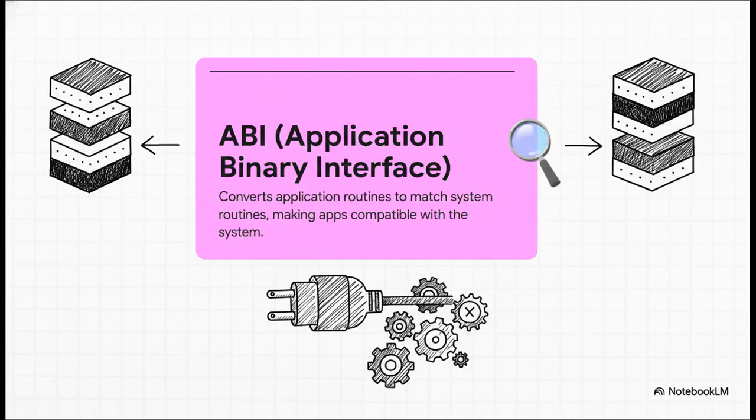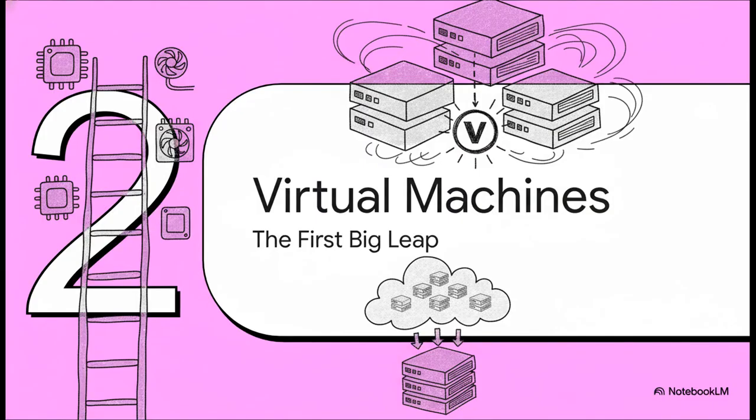And the glue that holds all this together? That's the ABI, or the Application Binary Interface. Think of it like a universal travel adapter. It's the critical translator that makes sure the language the application is speaking matches the language the operating system is speaking, so that everything just plugs together and works. Now here's the kicker. These layers make everything possible, but they're also the source of all our compatibility problems. So how did we even begin to solve this mess?